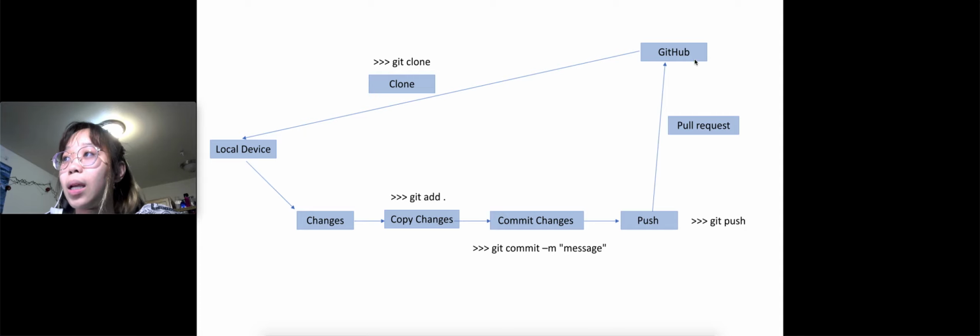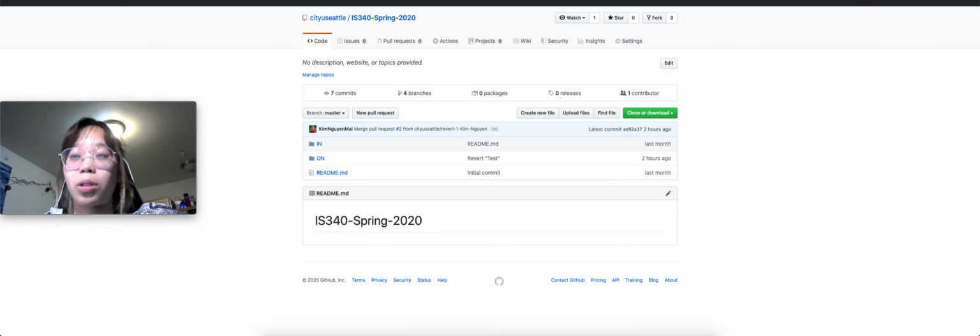So once again, there's a repository in GitHub, you clone or download it to your local device, you make some changes, you copy your changes, and then you put a message describing what you did, and then you push or upload it back to GitHub. And of course, you have to create a pull request letting the owner know that somebody wants to do some updates. So let's have a look at github.com.